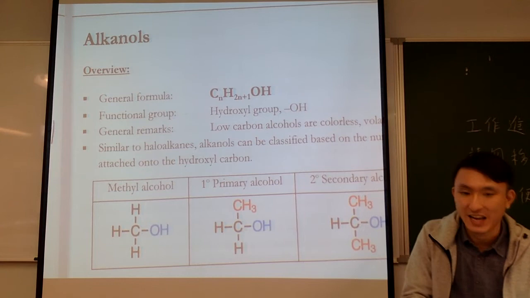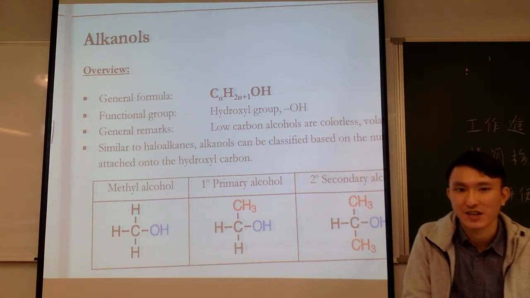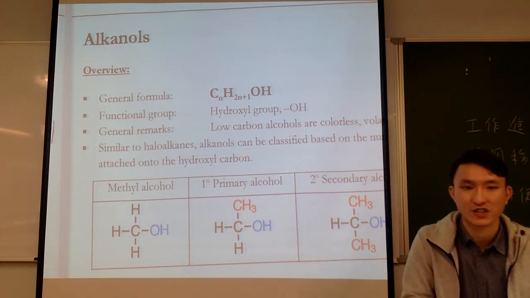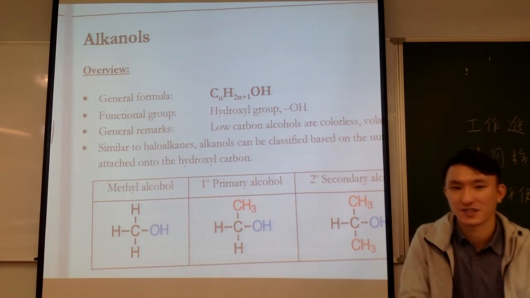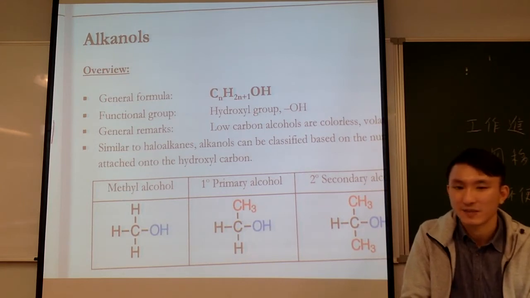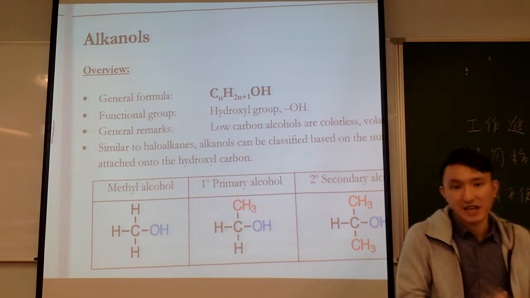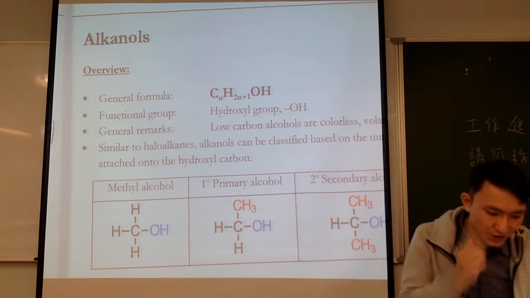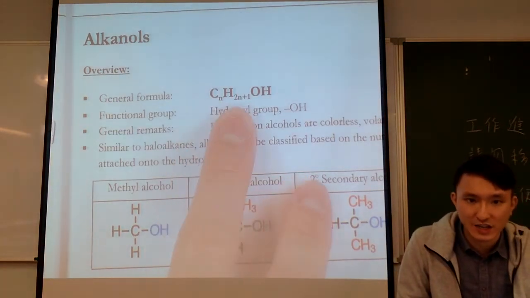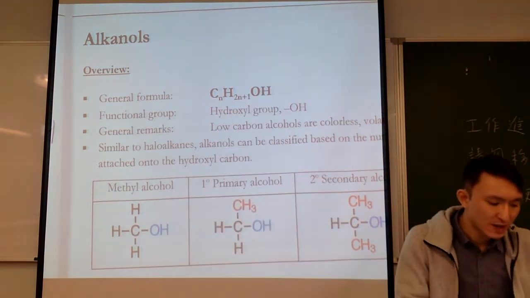But here, alkanols, how many reactions do we have? We have actually four reactions. So that's why this is one of the main dishes, okay? We need to spend more time talking about alcohol. So let's get started. So first of all, the general formula, CnH2n+1OH.